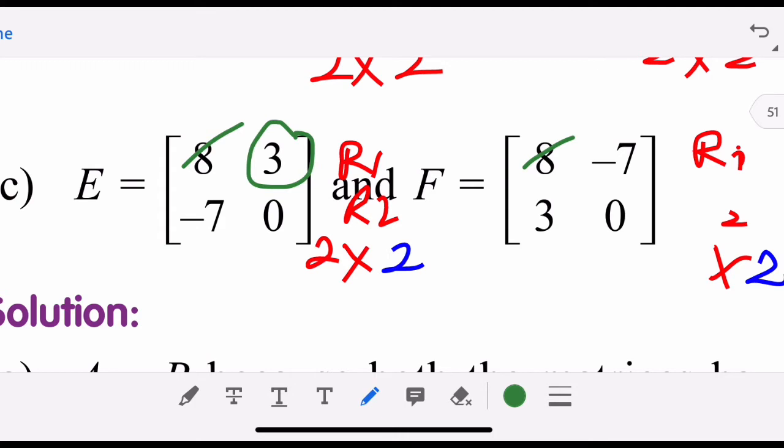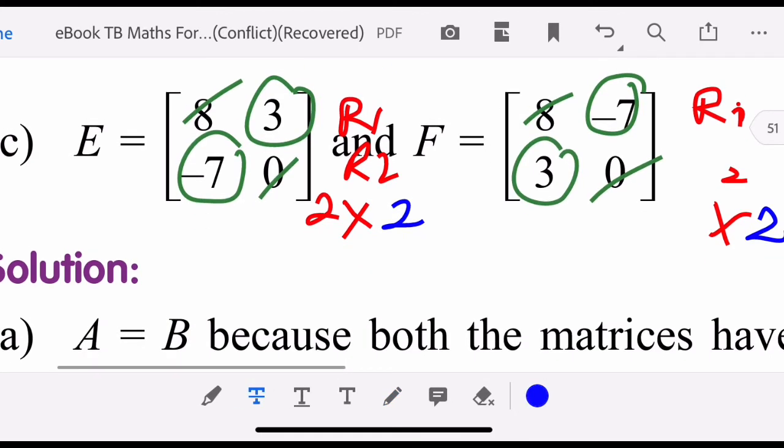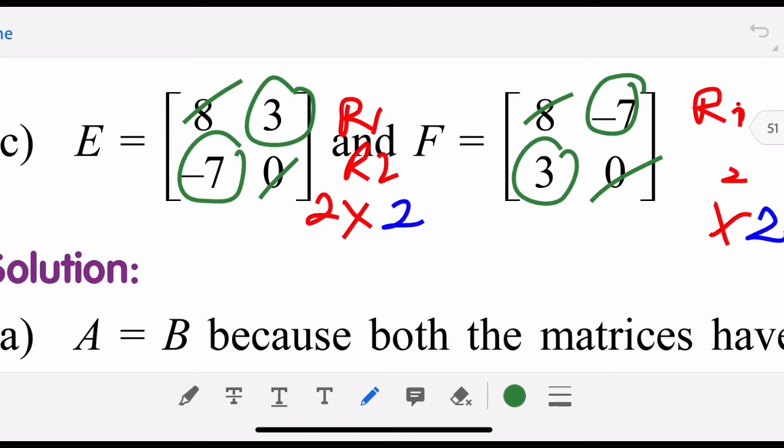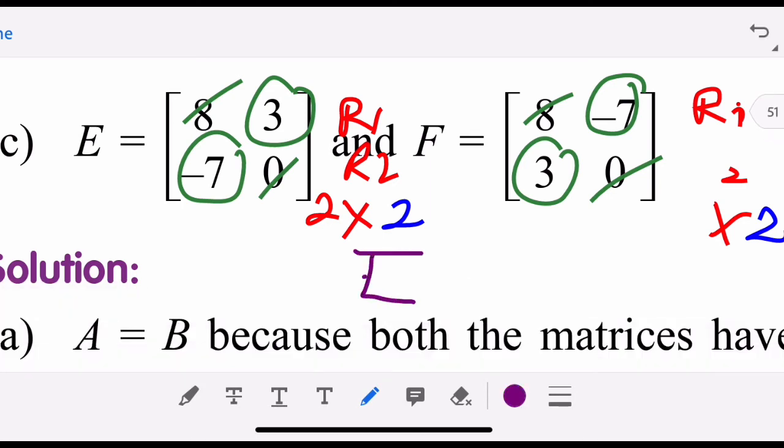This one and this one are not equal. This negative 7 and 3 are not equal. 0, 0, okay. So there are some corresponding elements that are not equal. So we can say that matrix E is not equal to matrix F.